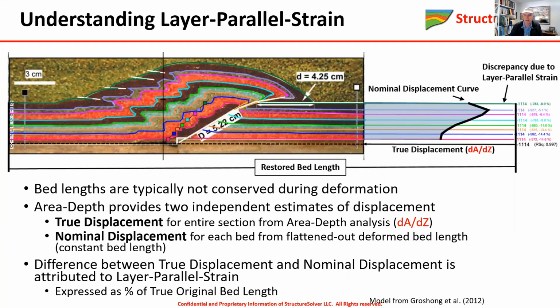And we're finding pretty much every contractional structure, every extensional structure, when we look at it in detail, we see these disparities between restored bed lengths and true displacements measured from area depth. And that tells you a lot about the structure and tells you about internal strain within units and so on.